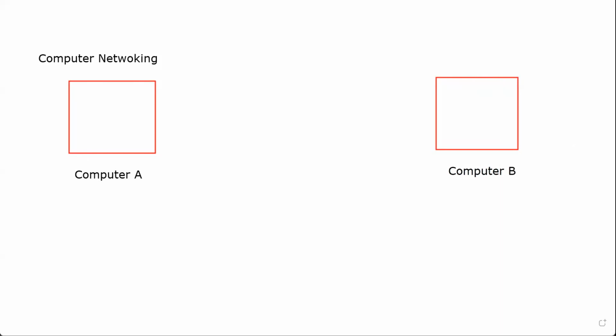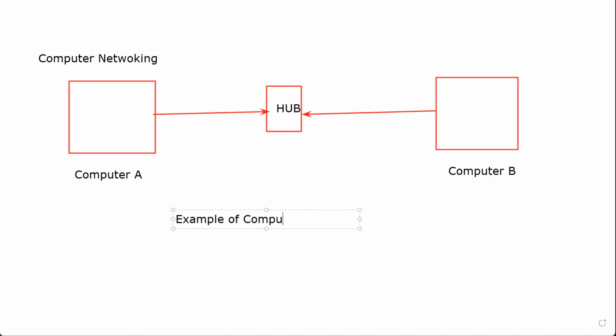Once these computers are connected within a network, suppose there is a centrally located hub. When the computers are connected to the centrally located hub, you can easily say that data is transferred that way. They have formed a network where computer A and computer B are connected with the same hub. So they form a computer network. This is an example of a computer network where computer A and computer B are connected with a centrally located hub.